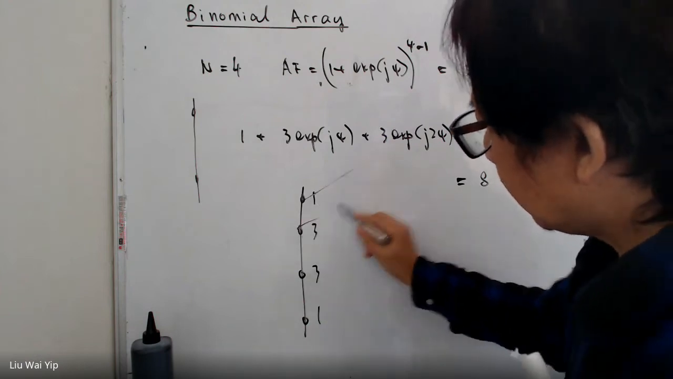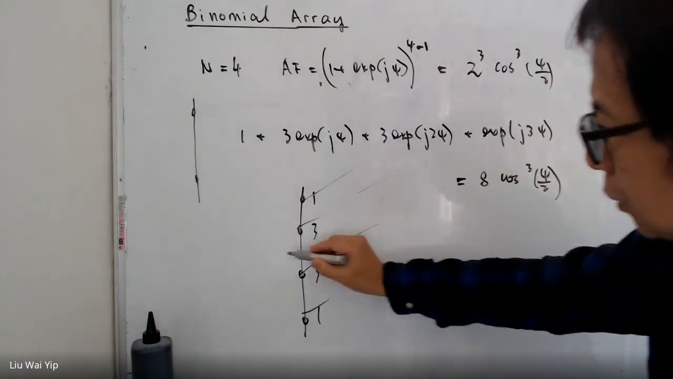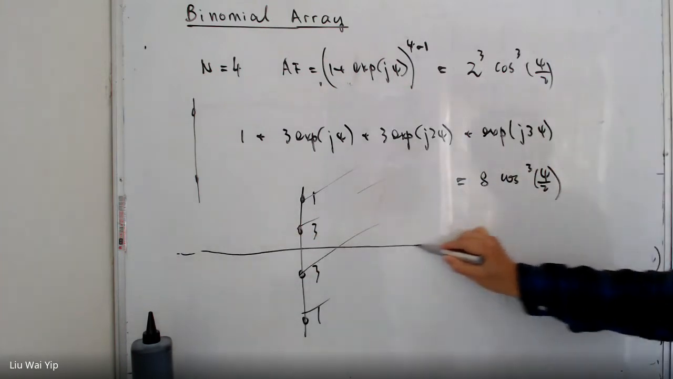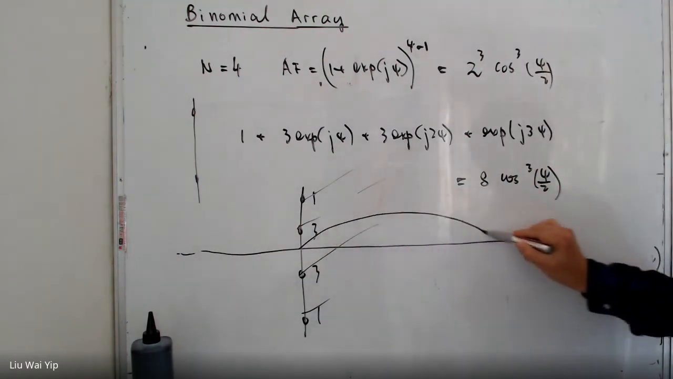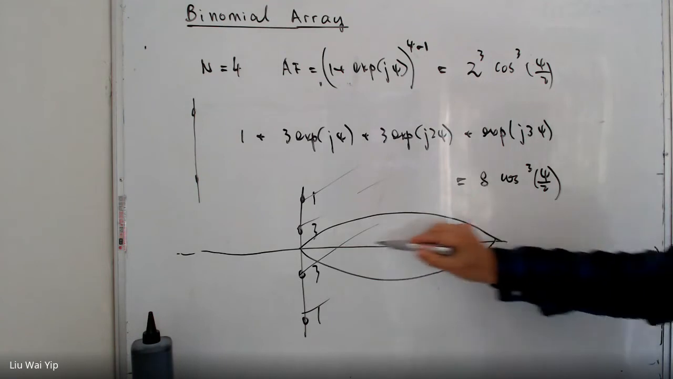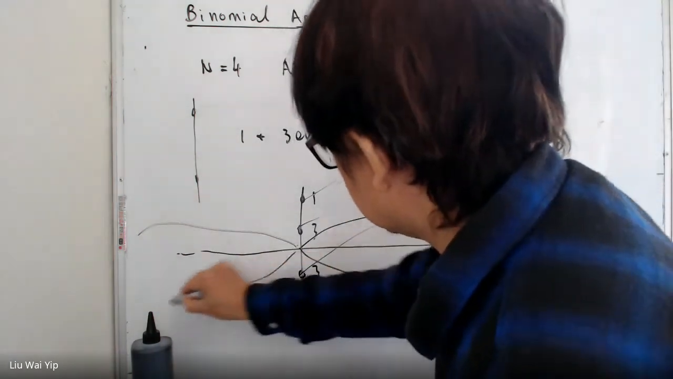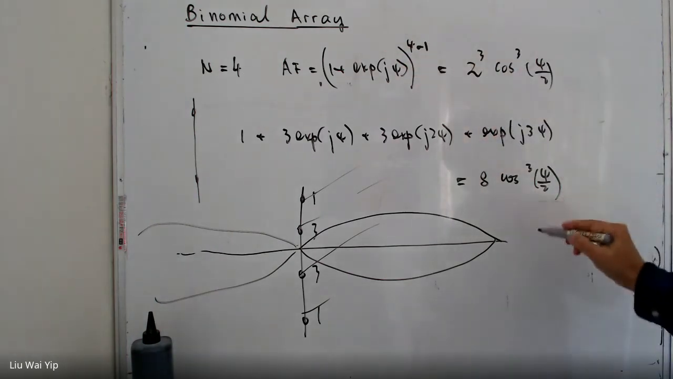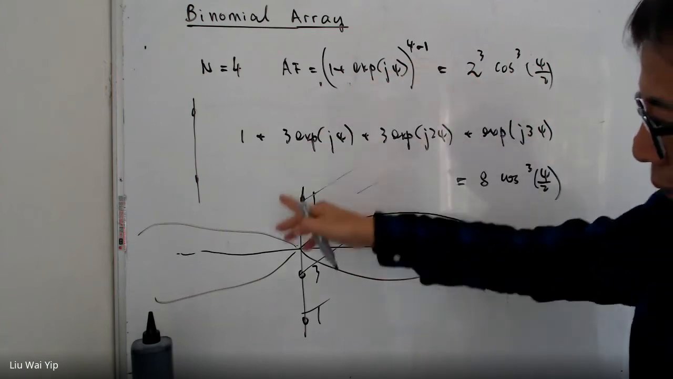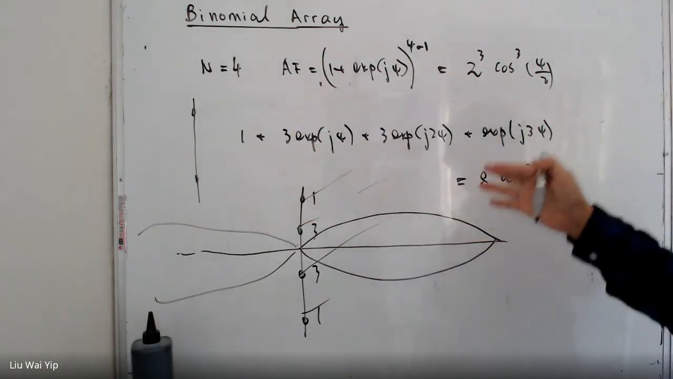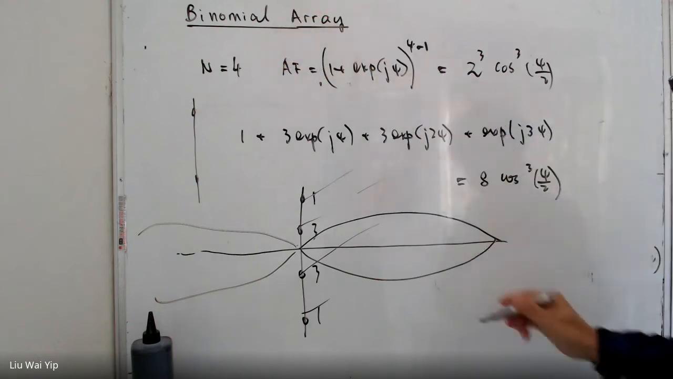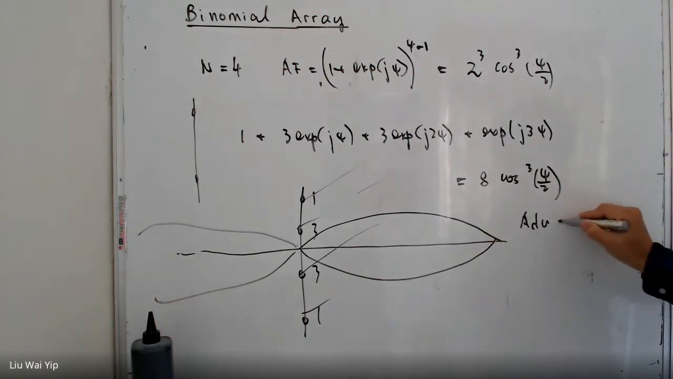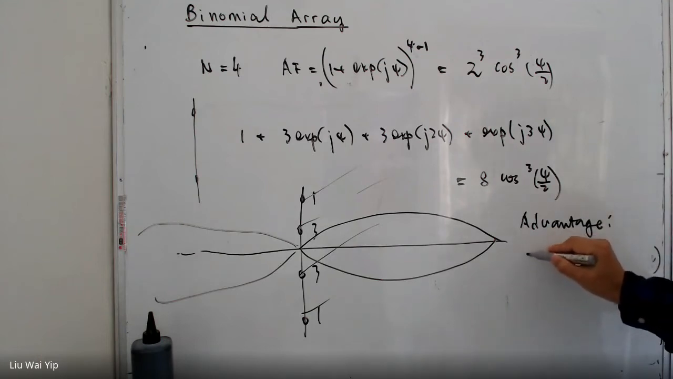And now the eventual radiation pattern will be somewhat like this. There won't be any side lobe. So this is the beauty of the binomial array. So to sum up at this stage here, the advantage of the binomial array is low side lobe.